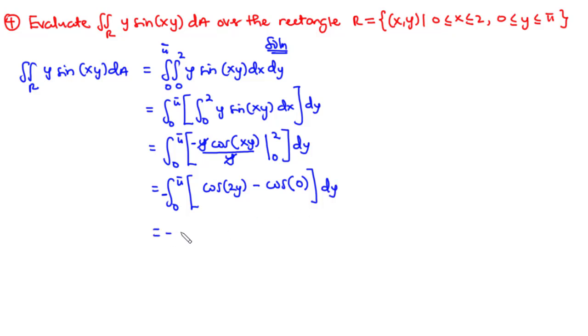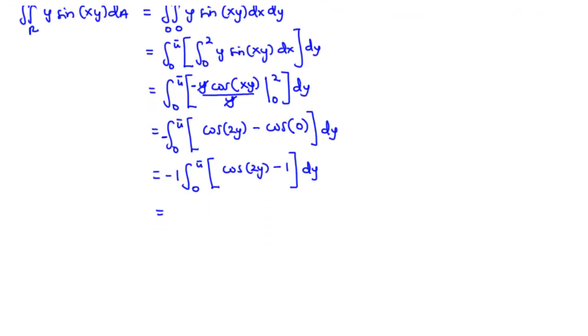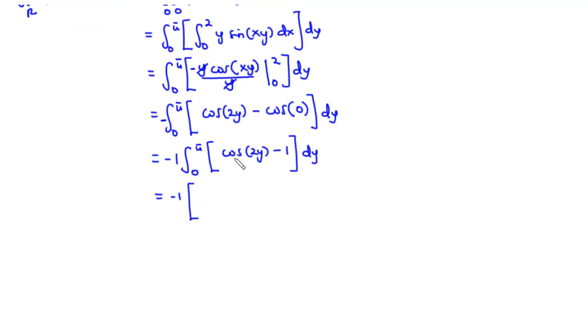So this becomes negative 1 on the outside times the integral from 0 to pi of the function cos 2y minus, now cos 0 is 1, so minus 1 times dy. Next we are going to integrate this function with respect to y. So we are going to have negative 1 on the outside, and then, now when you integrate cos, you have sine, so this becomes sine.